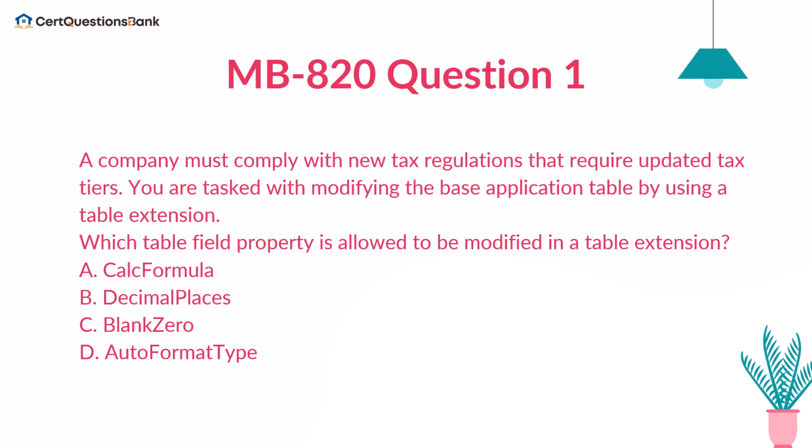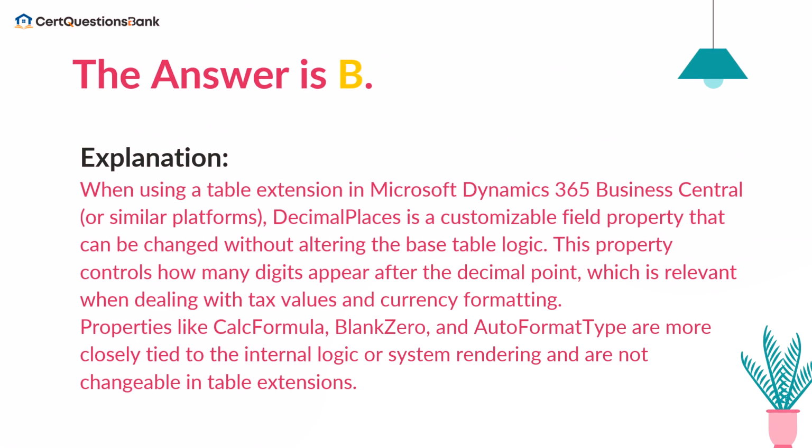A company must comply with new tax regulations that require updated tax tiers. You are tasked with modifying the base application table by using a table extension. Which table field property is allowed to be modified in a table extension? A. Calc formula. B. Decimal places. C. Blank 0. D. Auto format type. The answer is B.